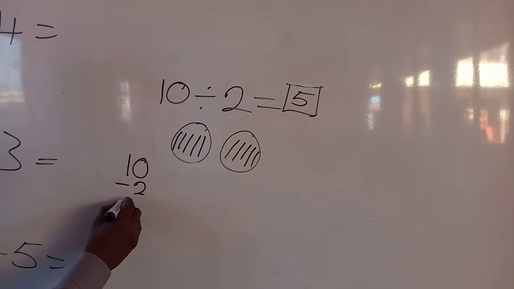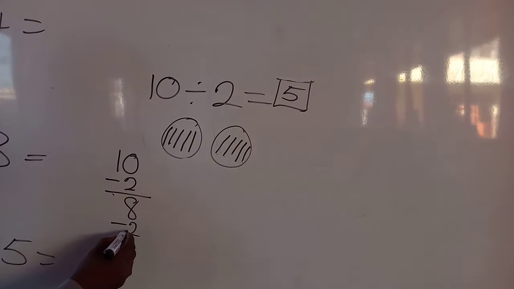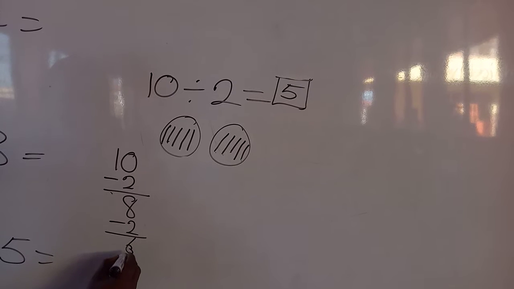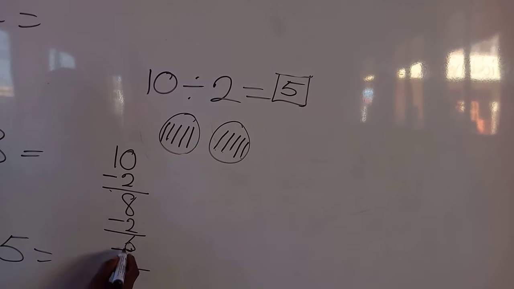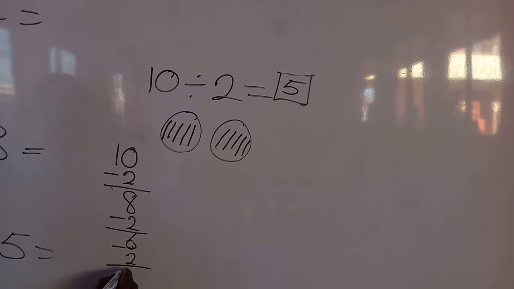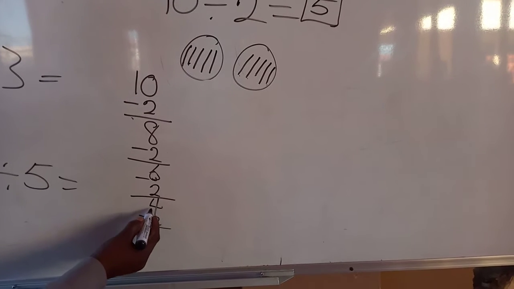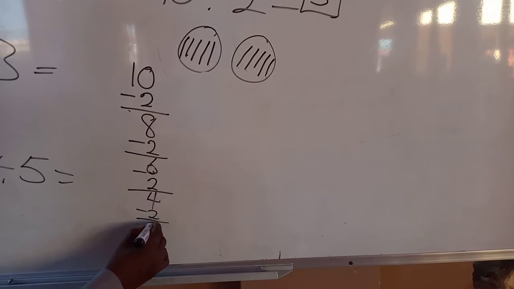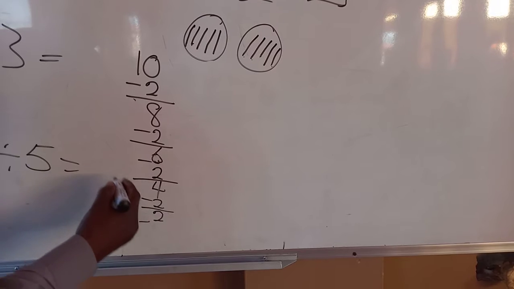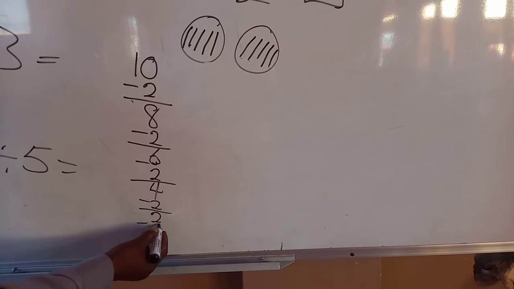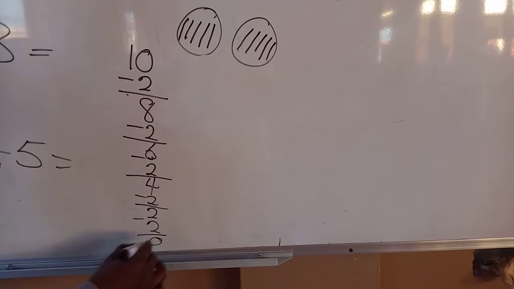Now 10 minus 2 is what? 8. You subtract 2. 8 minus 2 is what? 6. Have you seen it? Subtract 2. 6 minus 2 is what? 4. Subtract 2. 4 minus 2 is what? 2. Subtract, it is equal to 2. The subtraction must continue till the number is smaller than 2. 2 minus 2. 0.